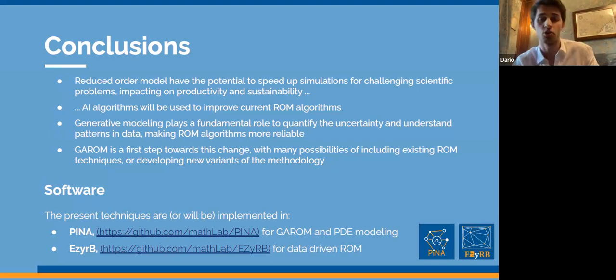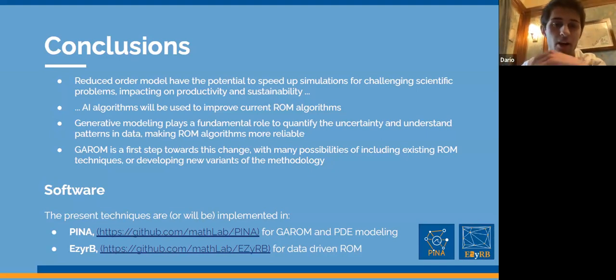And if you're curious and you want to start digging more and playing around with this kind of models, we release the code of GAROM, and we also will release a more friendly interface on PINA, which is a software that we use for PDE learning here in SISSA. Or in general, if you want to play with data-driven reduced order modeling, you can also consider EasyRB, which is our library that we use for data-driven reduced order models.